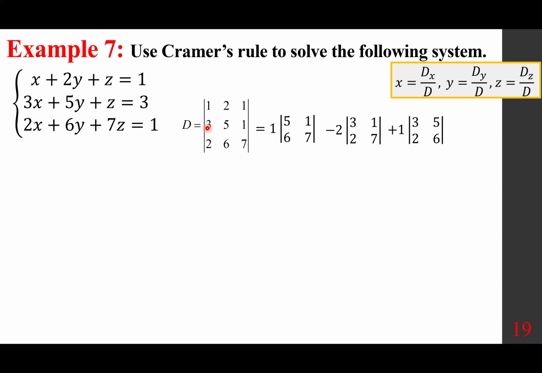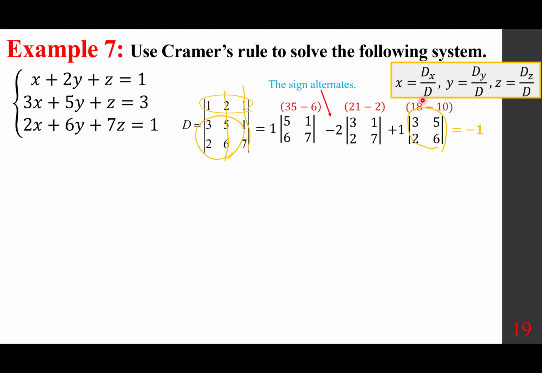Minus 2, for we are using this. So the second one would be this, 3127. The third one, you get rid of this one and you have this 4. You see that? You do the math. I'm going to go through this quickly. 5 times 7, 35 minus 6. 3 times 7, 21 minus 2. 3 times 6, 18 minus 10. Multiply this one by 1, this one by -2, this one by 1, and they add up to -1.